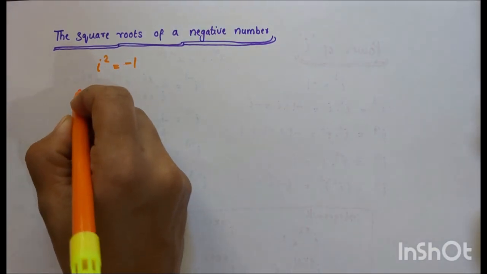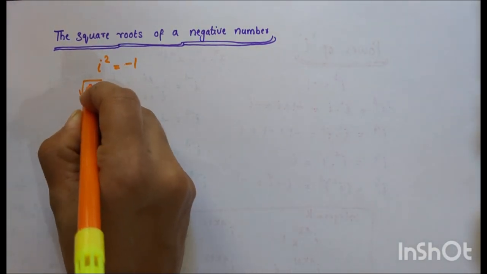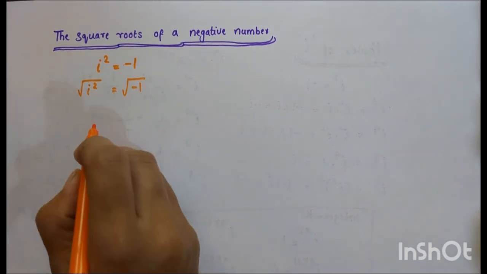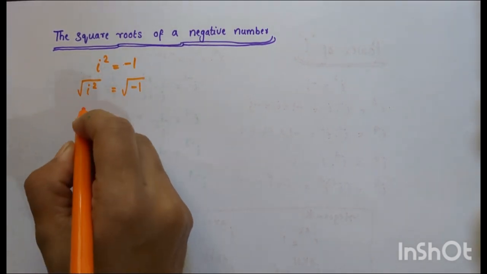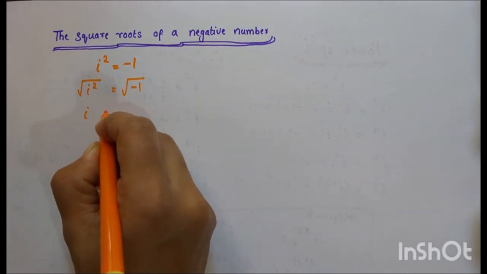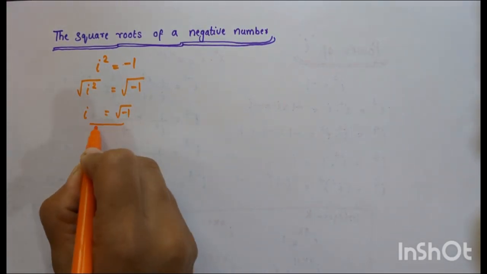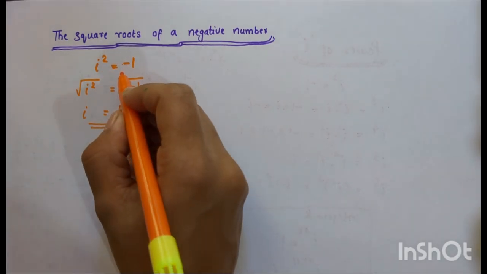Taking the square root on both sides, the square root of i square will be equal to the square root of minus 1. The square root of i square is actually i, so i is equal to the square root of minus 1.